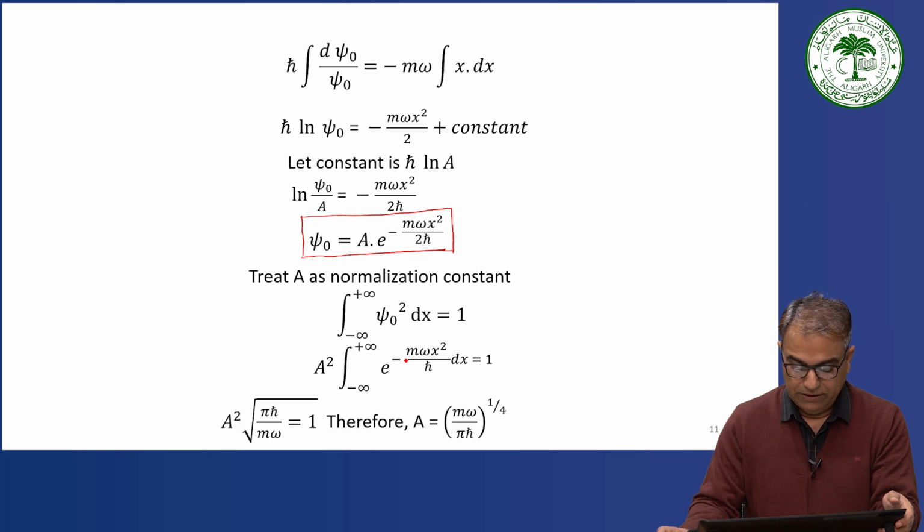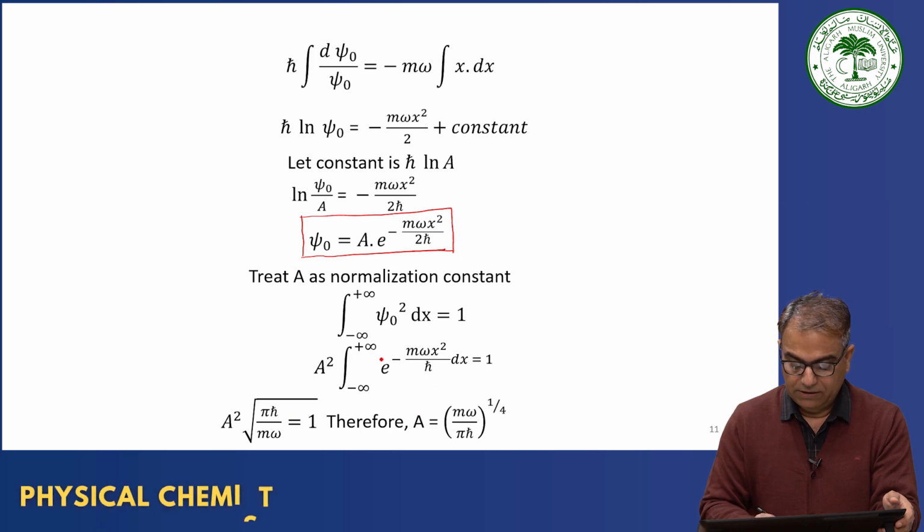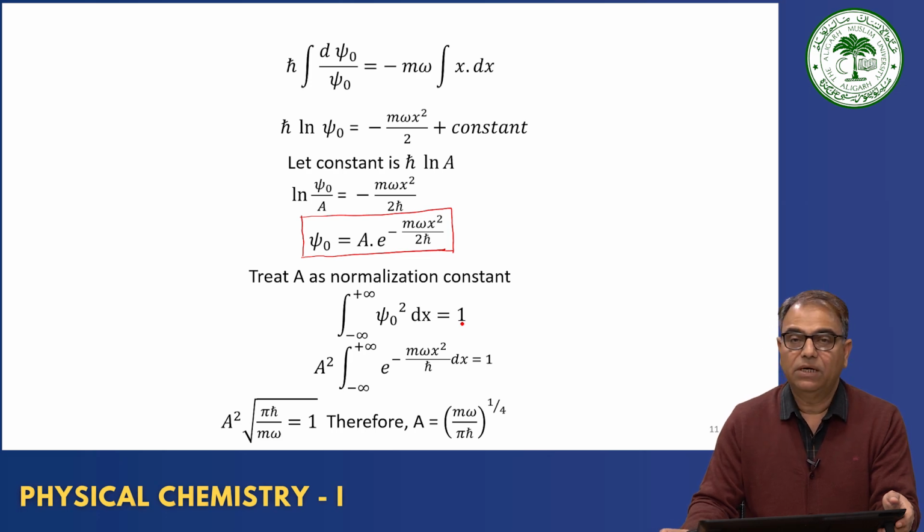Now the result of this equation comes from the value of this integral, and you can find the value of this integral from the standard integral. The value of a comes out to be m omega divided by pi h cross, raised to the power 1 by 4.